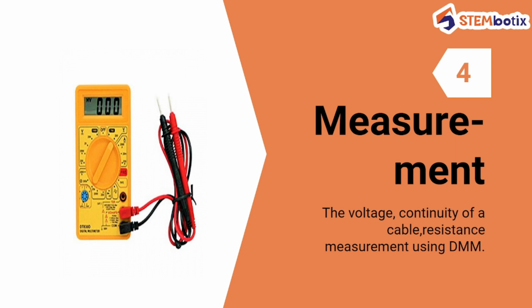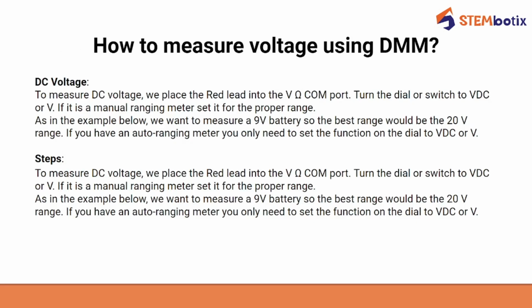So now moving forward with the last and fourth part of this lecture, which is measurement. How you can measure voltage, resistance, current, check the continuity of a cable, or check diodes, using a digital multimeter. First we will see how to measure voltage. In a digital multimeter there are two parts for voltage measurement: one to measure DC voltage, and an AC voltage measurement also available.